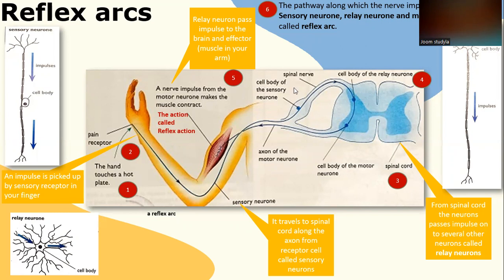So the neurons involved are the sensory neuron, relay neuron, and motor neuron. If you can see, there are different types of neuron. Motor neurons have the cell body at the top, and then they pass the impulses down. Sensory neurons have the cell body located in the middle, in between, if you can see. And in the relay neurons, the cell body is actually at the center.